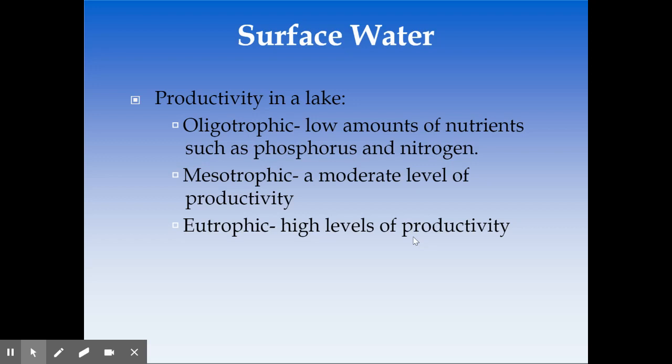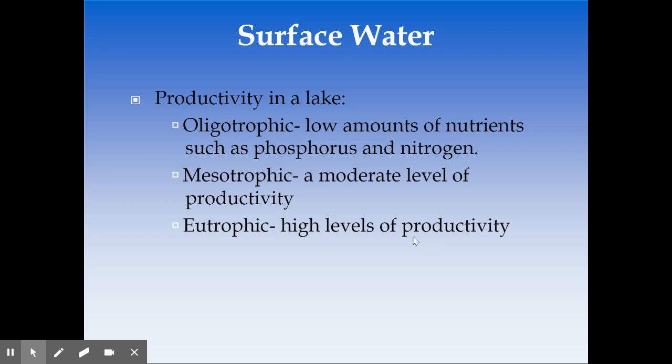Three vocab words we should know are oligotrophic, which are lakes that have low amounts of nutrients such as phosphorus and nitrogen, versus mesotrophic, which have a moderate level of productivity, and eutrophic, which has very high levels of productivity. If you can recall the word eutrophication, we know that's a process typically caused by high amounts of phosphorus and nitrogen, which usually result in that green film that we can see on surface waters. Typically, you see them on golf courses.